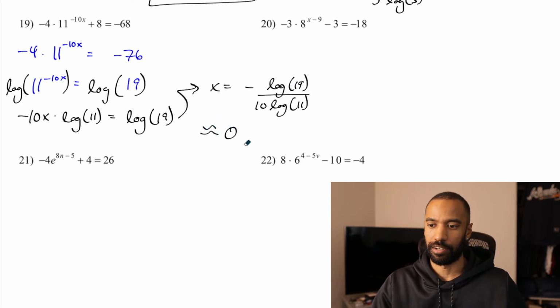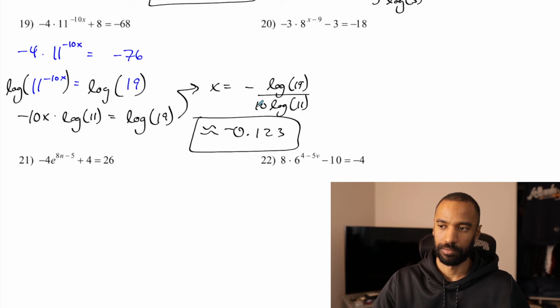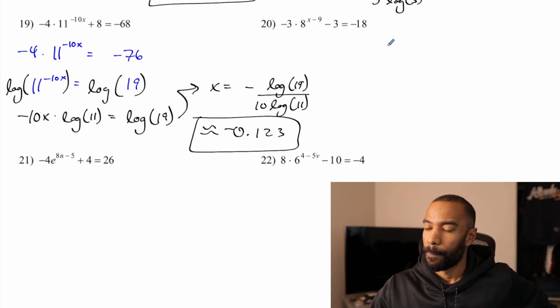Whoops, didn't write the negative. Negative 0.123. There you go. Okay, almost there. All right, number 20.